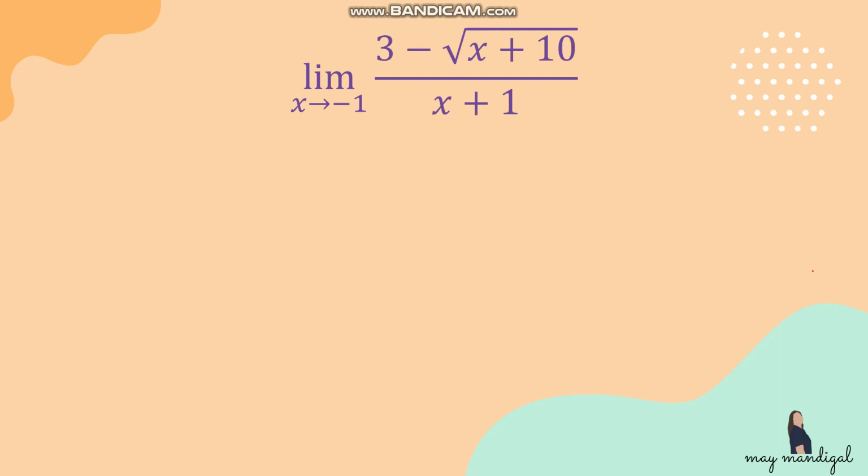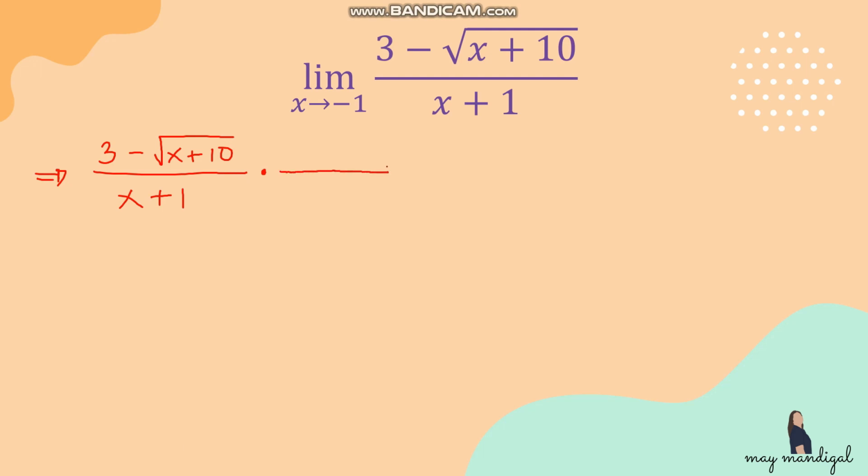Notice or look at the terms that we have. So obviously, we cannot factor. We cannot factor it because the terms are not factorable. So, if the terms are not factorable, one thing that we can do is use conjugates. Let me just write here the function. 3 minus the square root of x plus 10 all over x plus 1. So, another technique that we can do is by using conjugates. So, we can multiply this whole function by its conjugate.